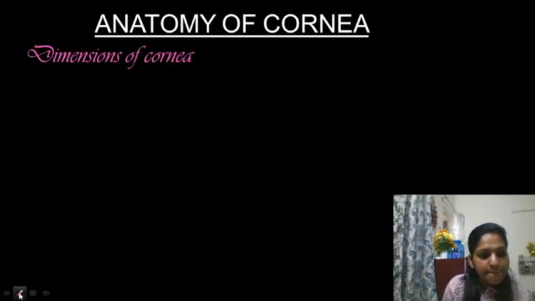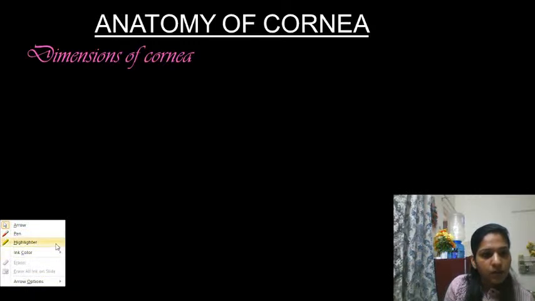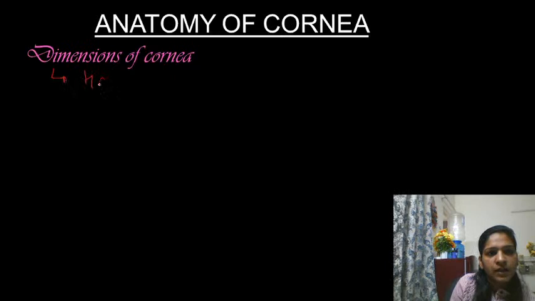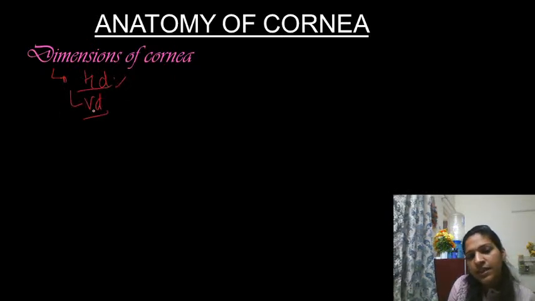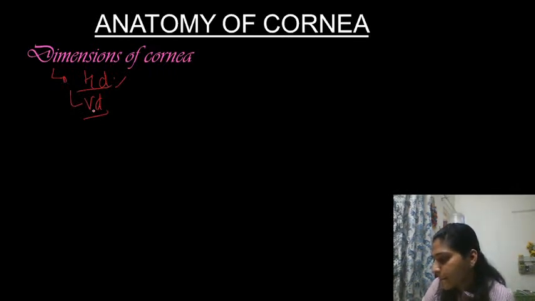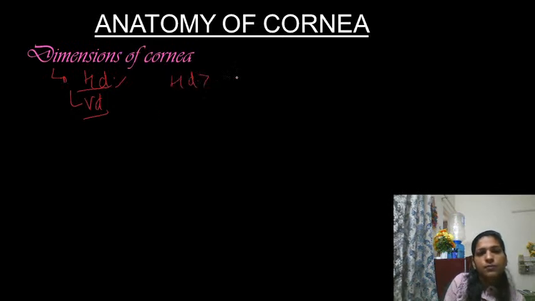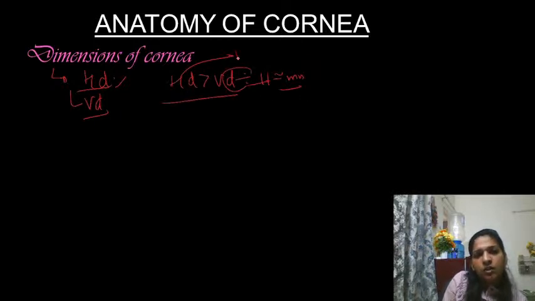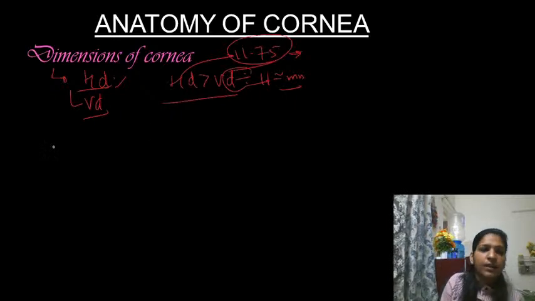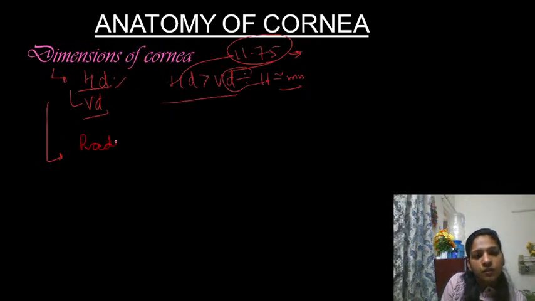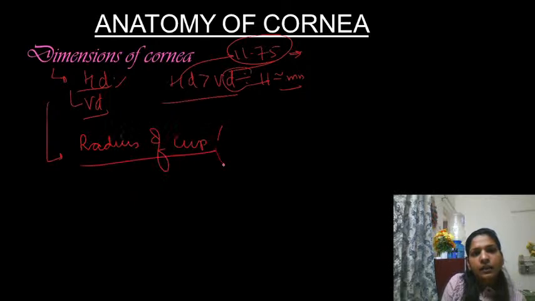Now dimensions of the cornea. There is a horizontal diameter and a vertical diameter. Please tell me which diameter is more. It is the horizontal diameter. Vertical is around 11 mm, and horizontal is around 11.75 mm. And also the radius of curvature of the anterior part of the cornea and the posterior part of the cornea.